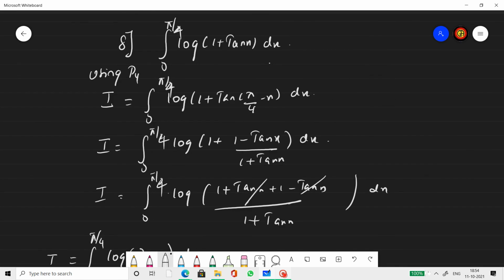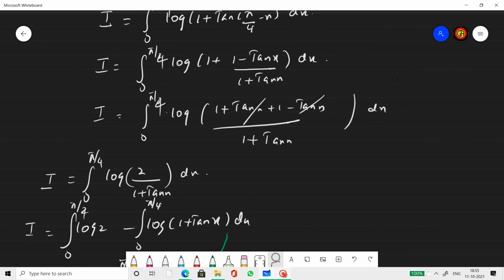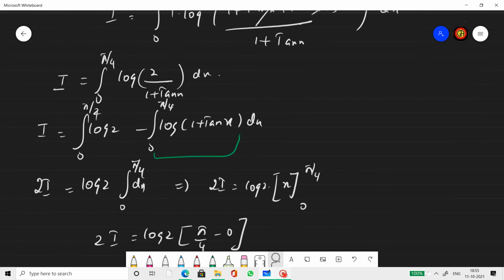Question number 8. Integration 0 to pi by 4 log(1 plus tan x). Using property 4, log(1 plus tan x) will become log(1 plus tan(pi by 4 minus x)). Now tan(pi by 4 minus x) is in the form of tan(a minus b), which is tan a minus tan b by 1 plus tan a tan b. Hence, after the LCM, you come to this step, tan x gets cancelled. So we get log 2 by 1 plus tan x, which is log a by b form. So that becomes log a minus log b.